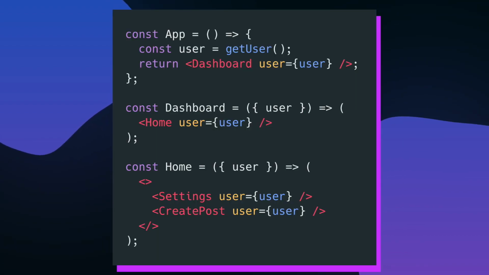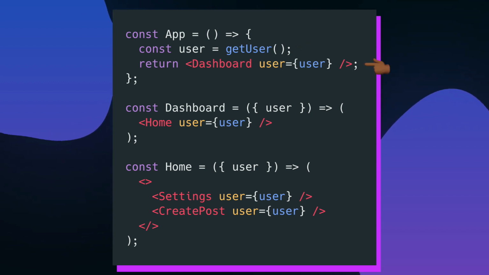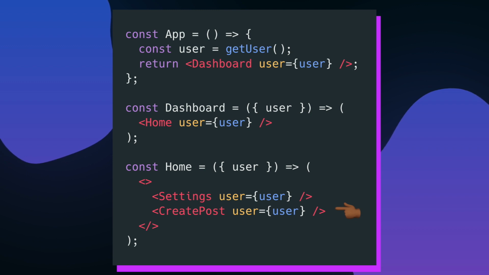To put this analogy into a more technical context, let's imagine that we have an application and at the top level we create a user object with some important data that we want to pass down the component tree so its children components can have access to the user. If I wanted to take advantage of prop drilling, I would pass the user object into my app component and then pass the user prop into my dashboard component, which will allow me to pass it into my home component, and this process can keep going as long as I want it to.